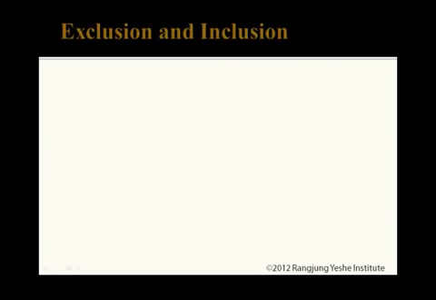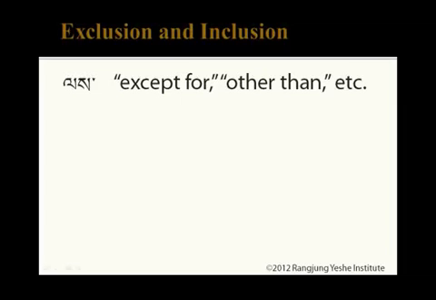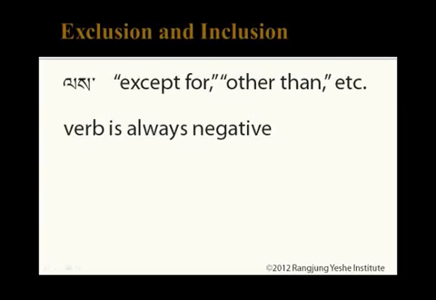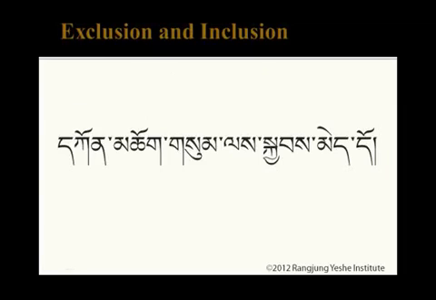The third major use of the source particle is to show exclusion or inclusion. In the case of exclusion, les is used and is translated as except for or other than. In this construction, the verb is always negative. For example, kuncho sum le kyap me do.